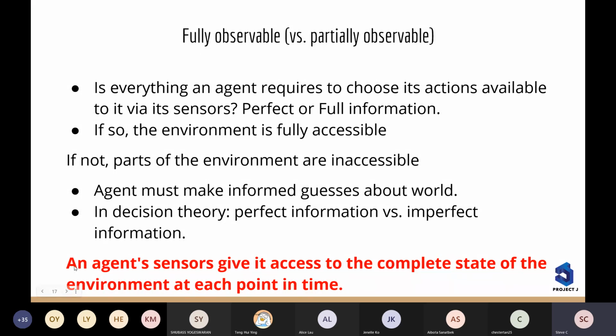So here is a remark on the agent's sensors. The agent's sensors give it access to the complete state of the environment at each point in time. So every second, the sensors have to give information to the agent as the perception, right? As the information that the agent would use to determine its next action.